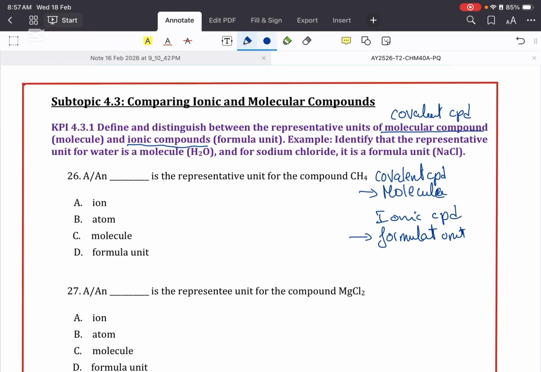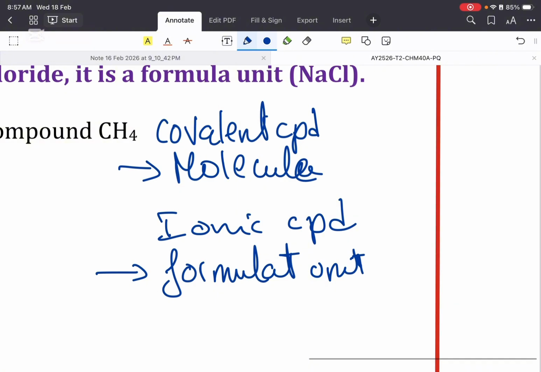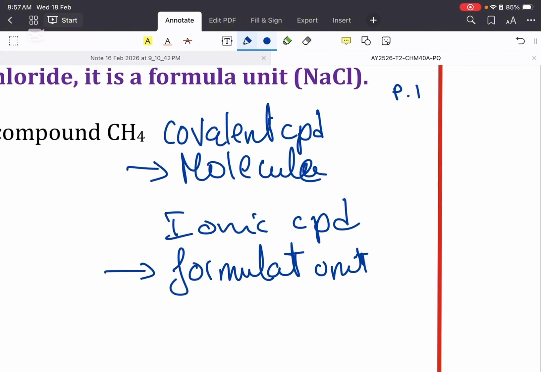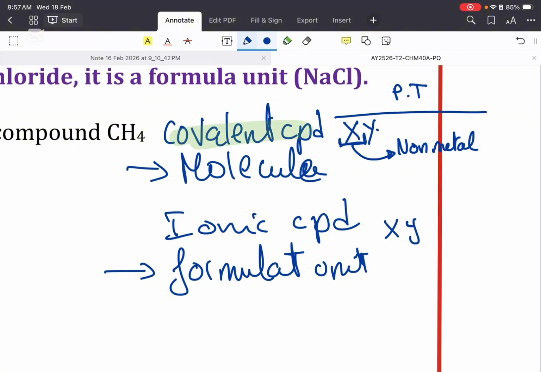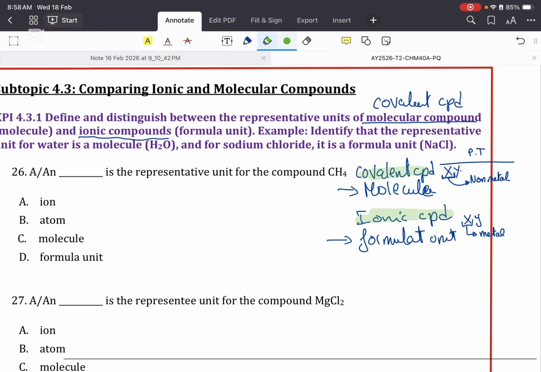Now, you don't have to remember all the covalent compounds that you have. You can simply use the periodic table. When we give you a compound, for example XY, go and check the location of X in the periodic table. If X is a non-metal, then definitely Y would be a non-metal, and you are dealing with a covalent compound. But if you found out that X is a metal, then definitely the question is dealing with an ionic compound.